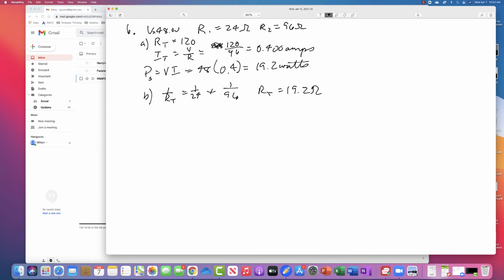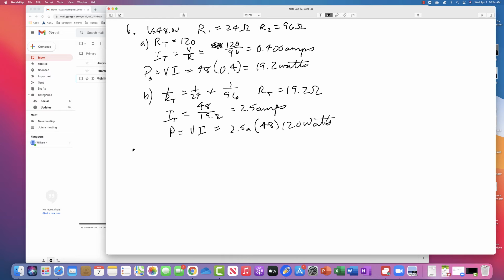And then the calculation IT is now going to equal 48 over 19.2 or 2.5 amps. And then the power is equal to V times I, which is equal to 2.5 amps times V, which is 48, or 120 watts. So when you put these in parallel, you see that you use a considerable amount more power than if you put them in series.